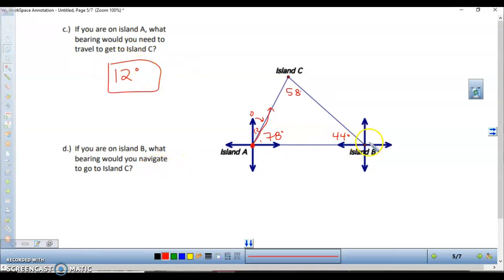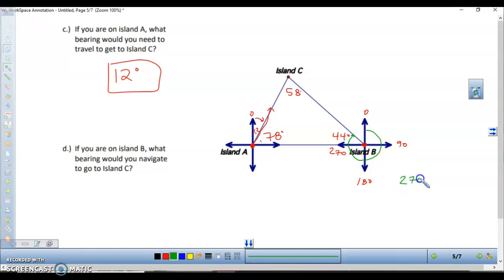Alright, what if you were standing on island B? What bearing would you need to navigate to go to island C? So this time, remember we start at 0 and we rotate clockwise. This is 90, this is 180, this is 270. So if I rotate around, I know you can hear the hum of my hot water heater, sorry. This is 90, 180, 270 plus 44 more degrees.